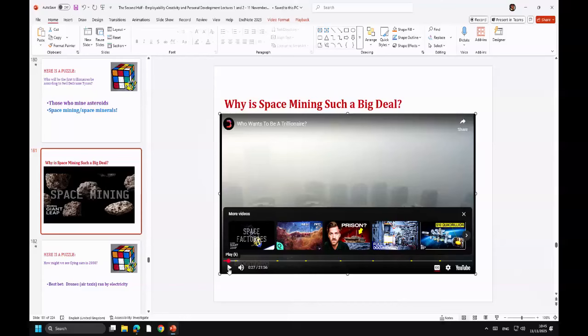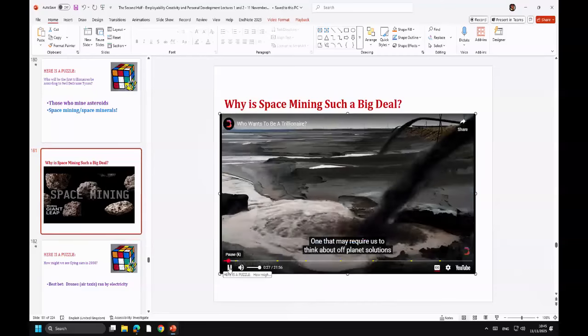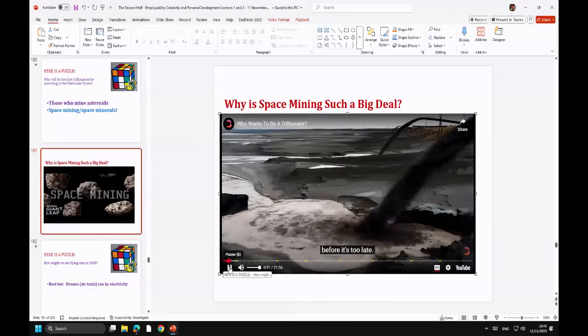So what happens if we tap into the resources of asteroids? Yeah? We need to figure out machines that can work in gravity-free environments. Like, how can we build robots and machines that are operating in space, yeah, and tap into these asteroids? Why do these asteroids matter so much? One that may require us to think about off-planet solutions before it's too late.